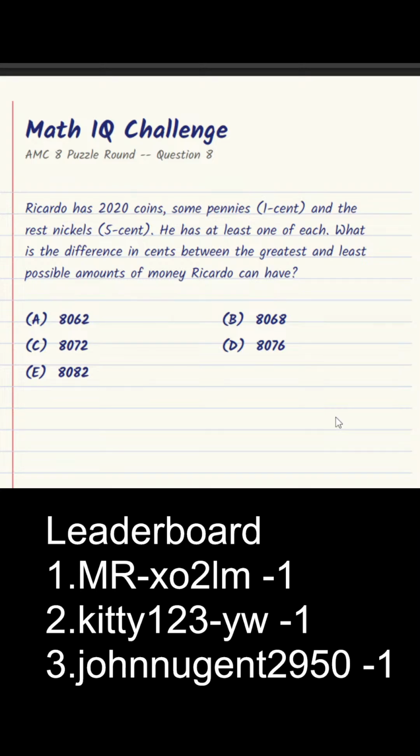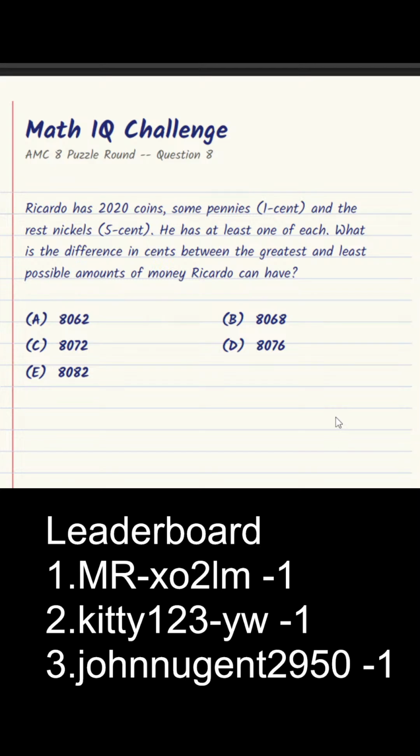The question is that Ricardo has 2020 coins, some pennies, and the rest are nickels. So there are 1 cent coins and there are 5 cent coins. He has at least one of each. What is the difference in cents between the greatest and the least possible amounts of money Ricardo can have?